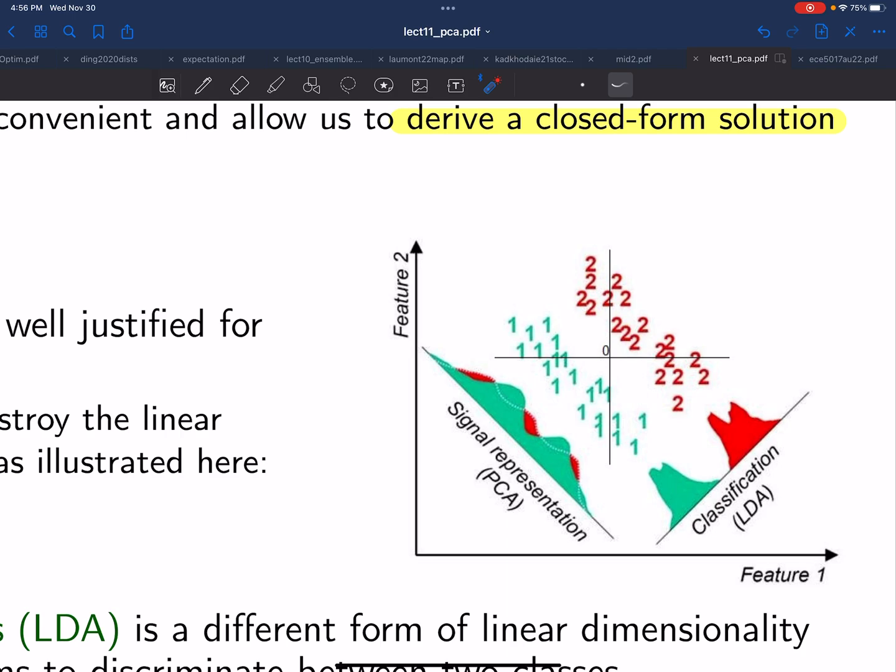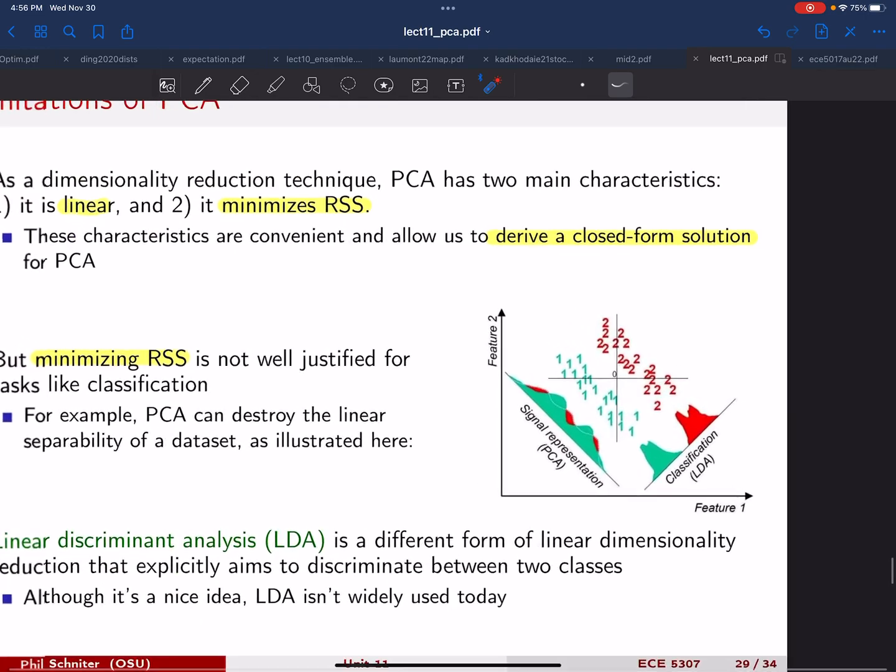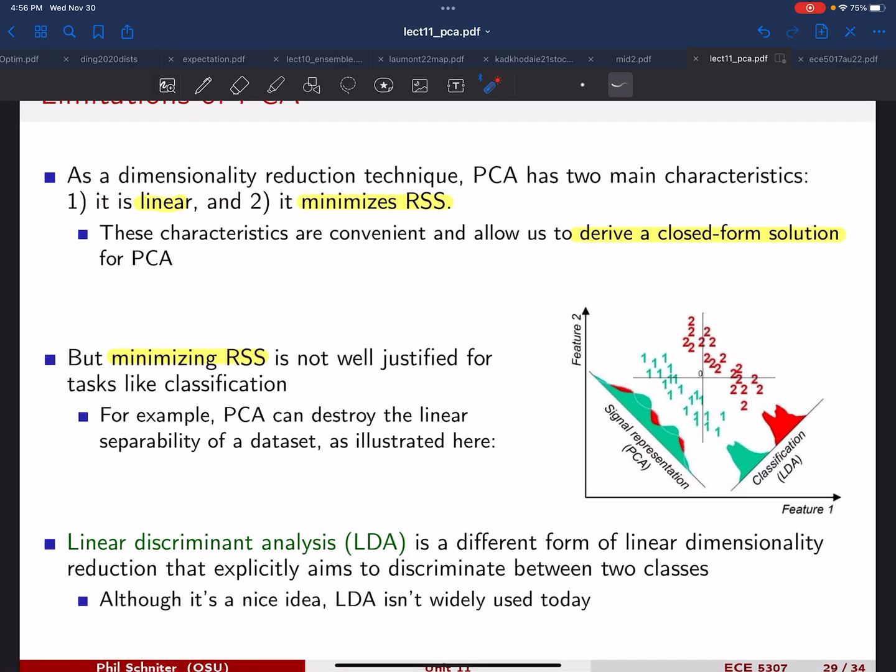And that's because PCA is designed to minimize RSS, and minimizing RSS is not necessarily what you want to do for classification. It turns out that there is a classical technique called linear discriminant analysis. It's a classical form of linear dimensionality reduction. There, the whole goal is to discriminate between two classes. LDA would actually choose that line, and it would give you a nice one-dimensional classification problem.